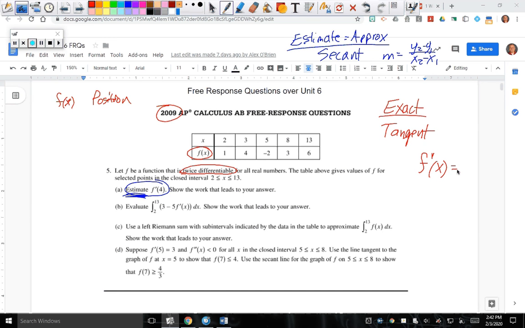Okay? Alright, so we're going to estimate somewhere here between 3 and 5, what is the slope at 4? Okay? And you probably already did that fast. The slope would be y2 minus y1 over x2 minus x1. So you get negative 6 over 2, which is negative 3. Done.